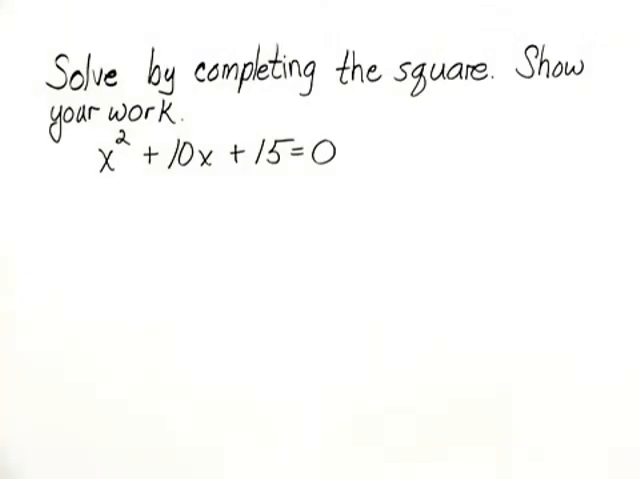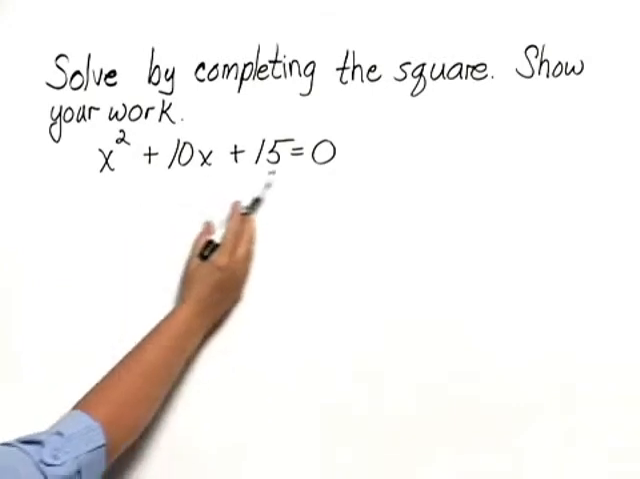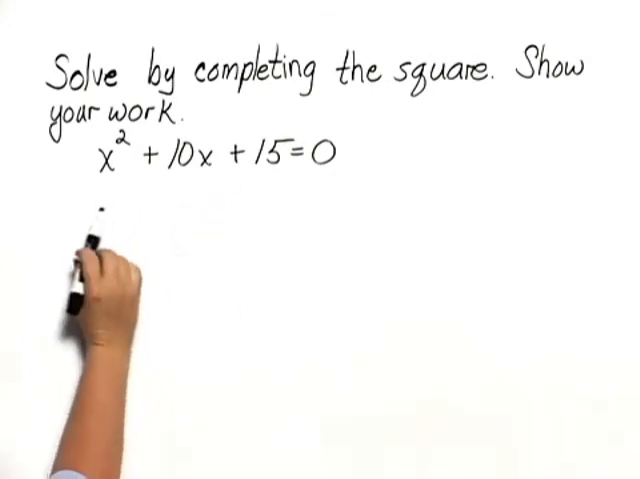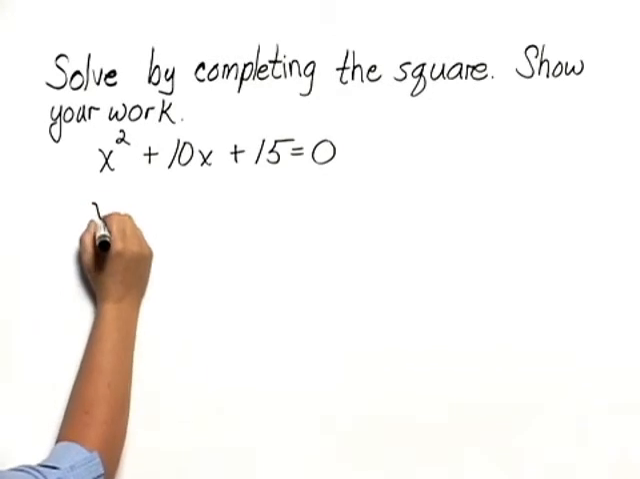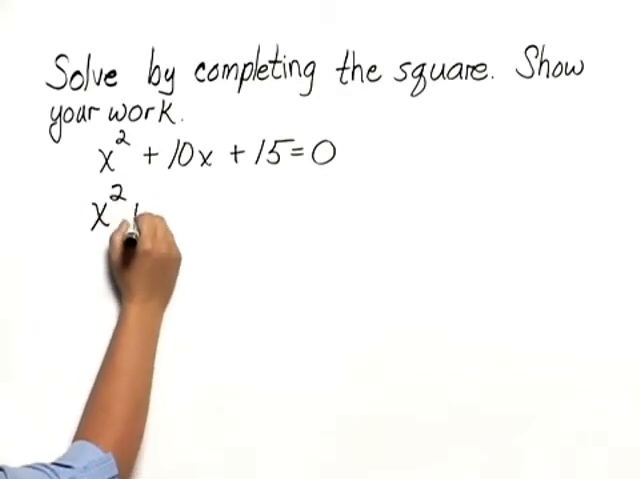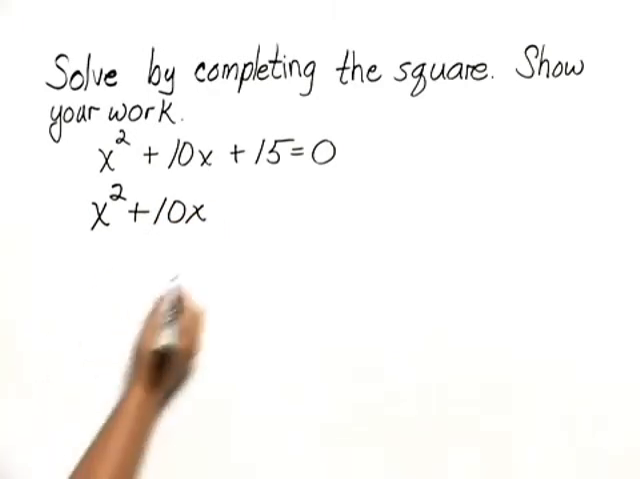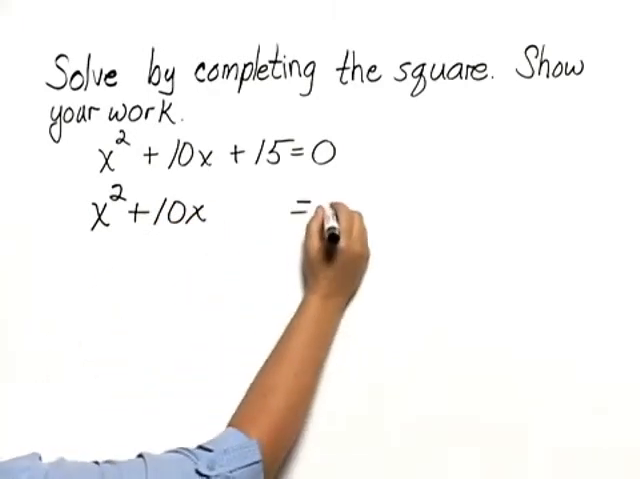Solve by completing the square, show your work. We have x squared plus 10x plus 15 equals 0. To complete the square, we want to get the x terms, that is x squared plus 10x, by themselves on one side of the equation. So we'll subtract 15 from both sides.